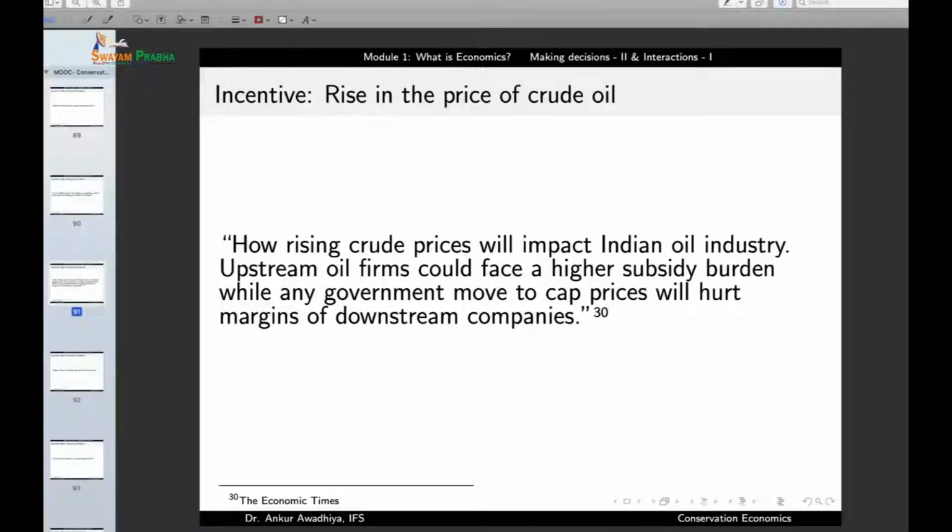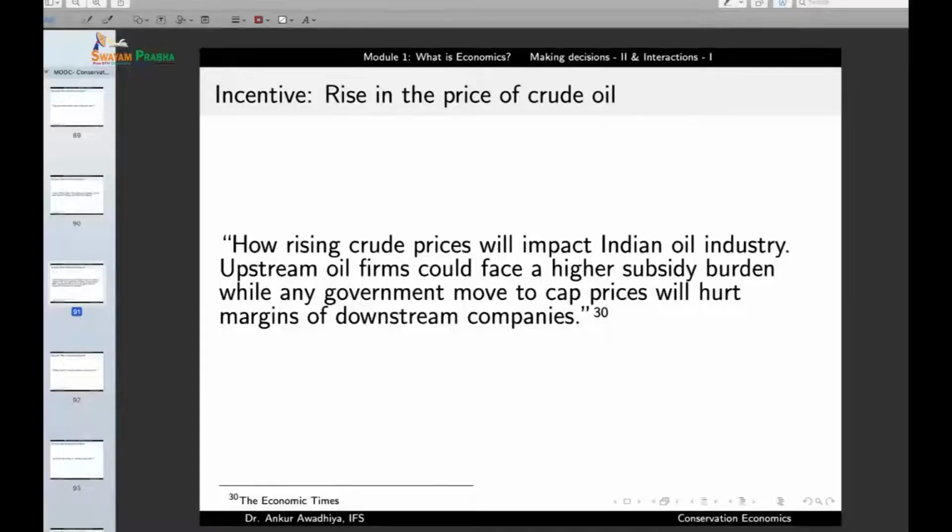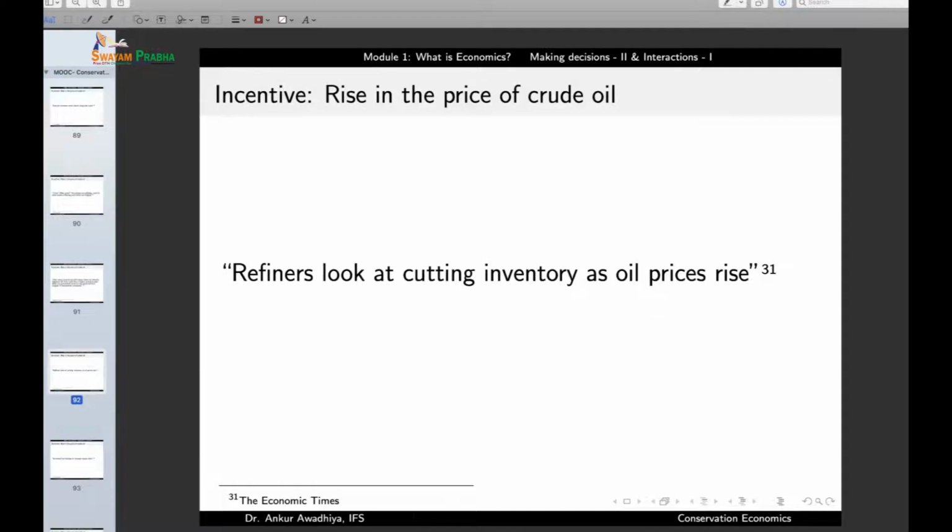So, different players in the oil market will respond in a different manner. The upstream companies will respond differently, and the downstream companies will respond differently. So, what will be these sorts of responses? Refiners look at cutting inventory as oil prices rise. Now, refiners are the downstream players. So, what they are doing is they are trying to cut the inventory.